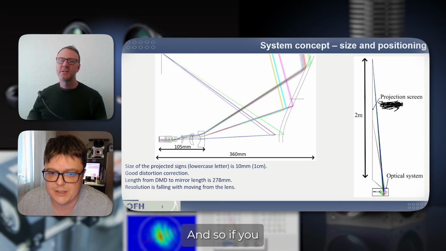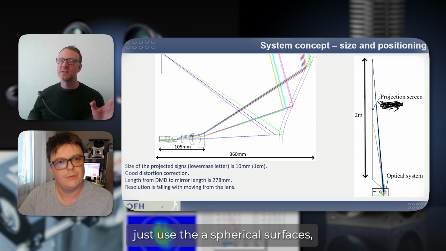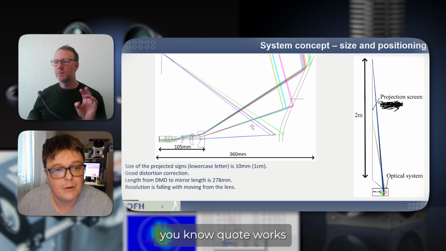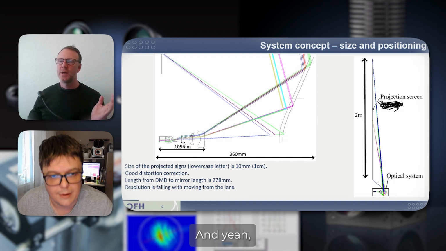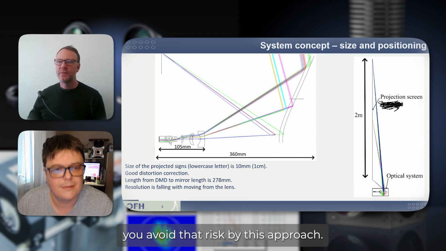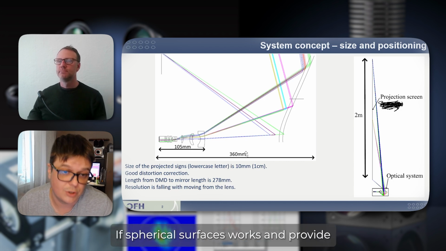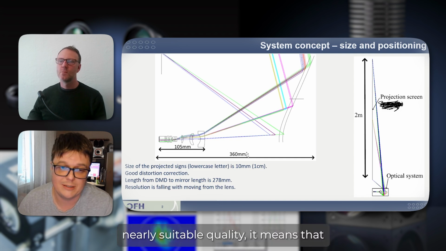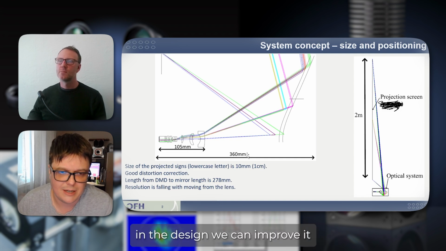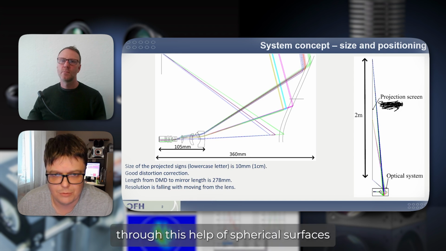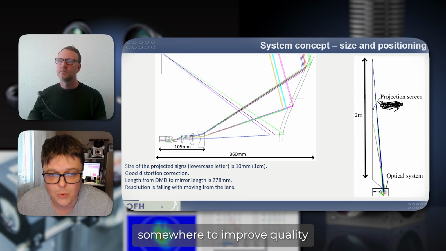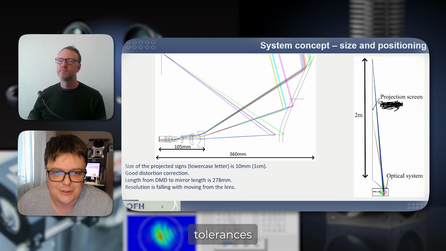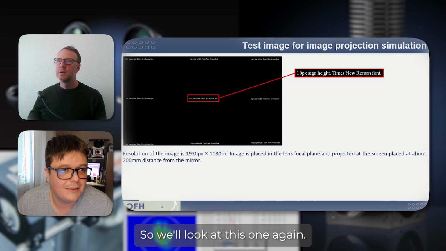So if you let ZMAX just use the aspherical surfaces, you might get something that, quote, works, but would be completely unmanufacturable. And you avoid that risk by this approach you took. Yes, if spherical surfaces work and provide nearly suitable quality, it means that in the design we can improve it with the help of aspherical surfaces or add some kind of aspherical lenses somewhere to improve quality, tolerances, and something else inside the design. So we'll look at this one again.